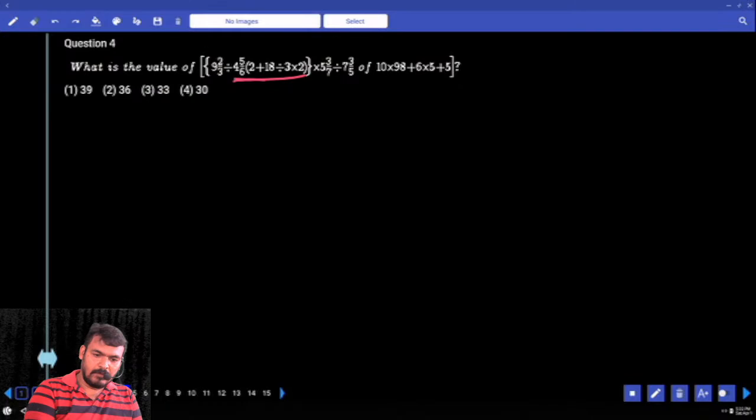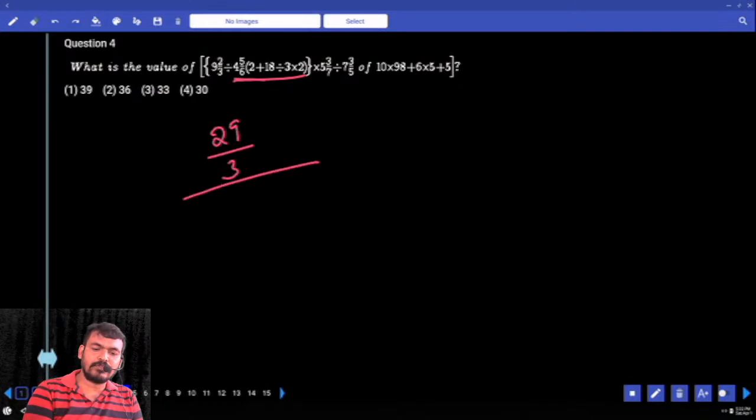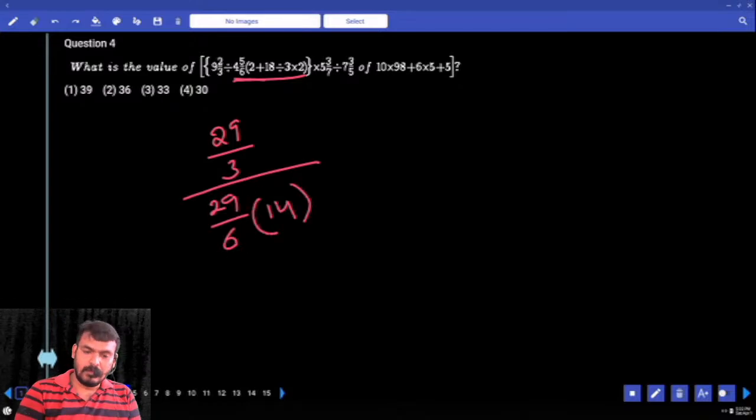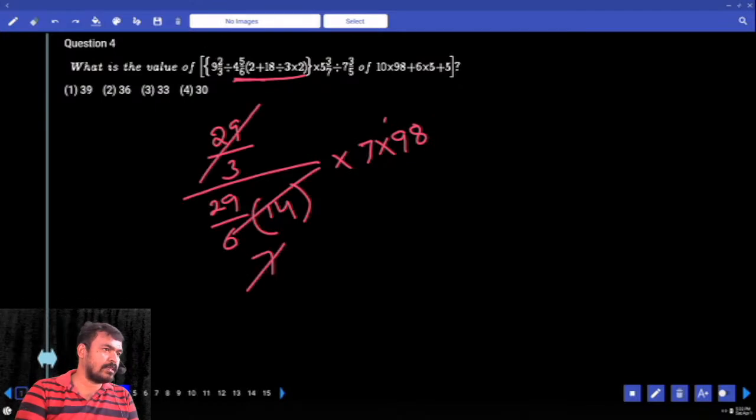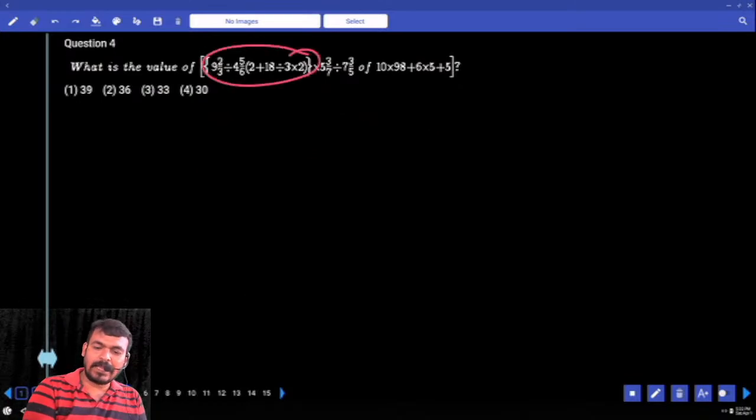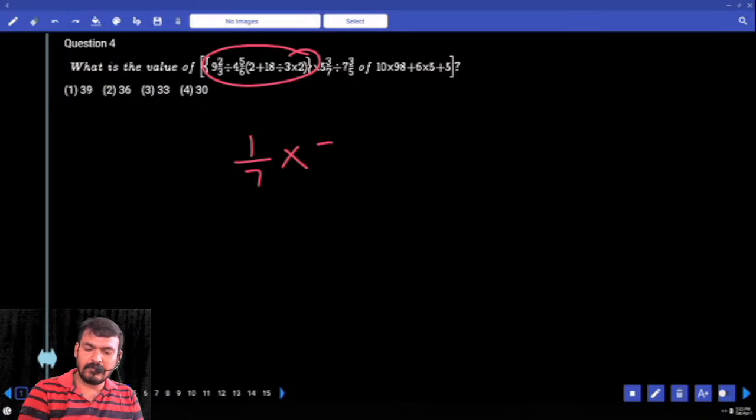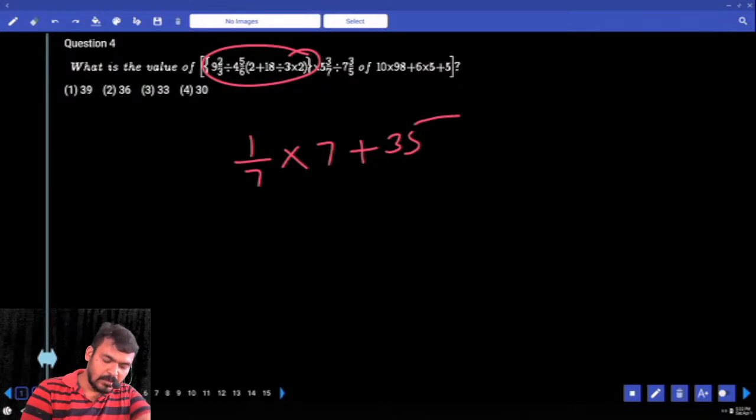Denominator value. First one 29 by 3 by how much value? 29 by 6 into 14 or into second value we are getting already 7 into 98 or this total value you are getting 1 by 7 only. This bracket value is how much? 1 by 7, remaining value 7 plus 35, total it is how much? 36. Next question number 5.